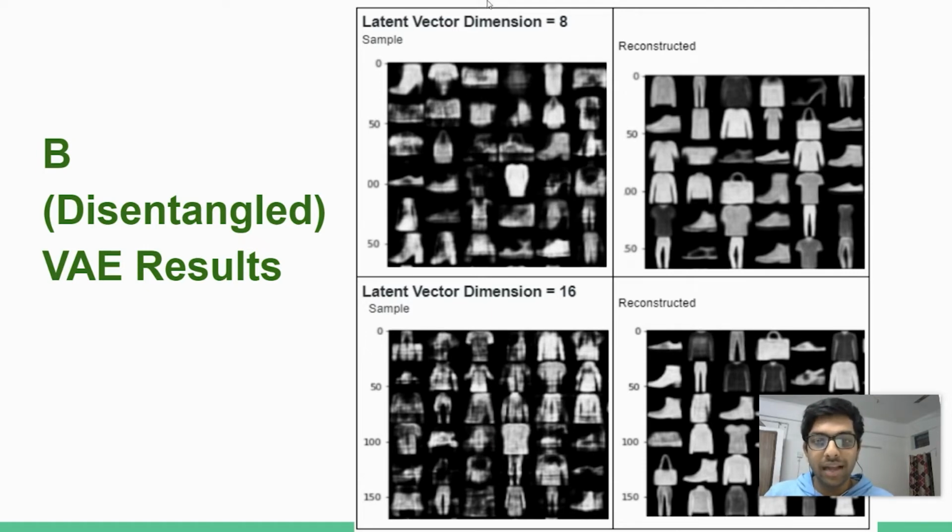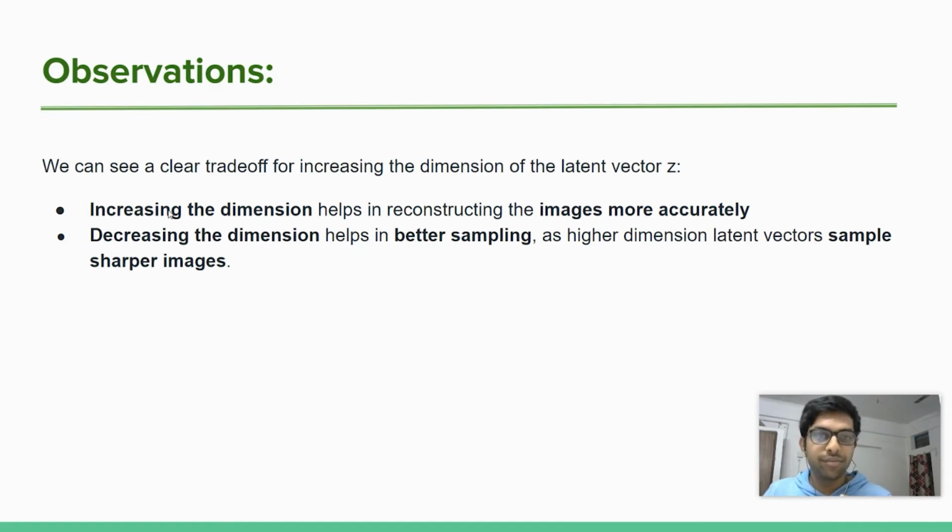the sampled images are more sharper now. And similarly, if we increase the dimension to 16, we can see that the sampled images' quality has decreased, but the sharpness, the edges, are more sharper. And again the reconstructed images' quality has comparatively increased. But if we keep on increasing the latent space dimension, at a certain point the quality of the reconstruction will again start to dip. So these are basically the set of observations noted.